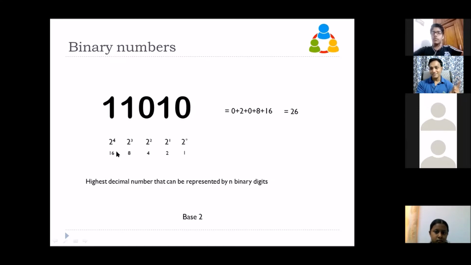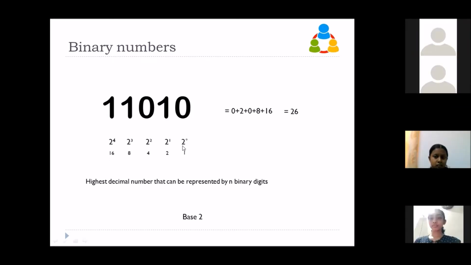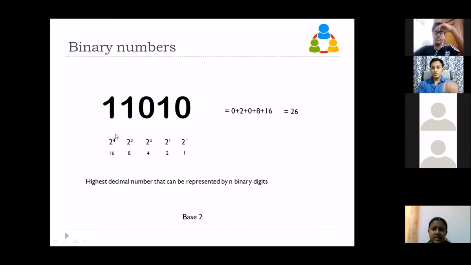So if you represent 16, you need a 5th digit. If you need to represent 32, you can't manage with this 5. With this 5, the biggest number you can represent is 16 plus 8, 24, plus 4, 28, plus 2, 30, plus 1, 31. If you represent 32 with 5 digits, it is not possible. Do you all understand this? Yes, sir. Okay. So this is a very important concept in computing.